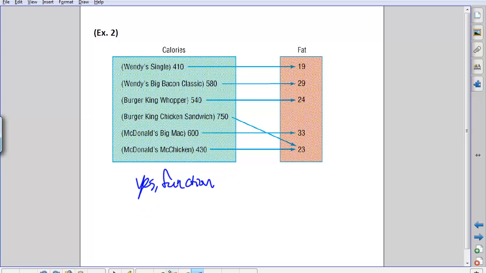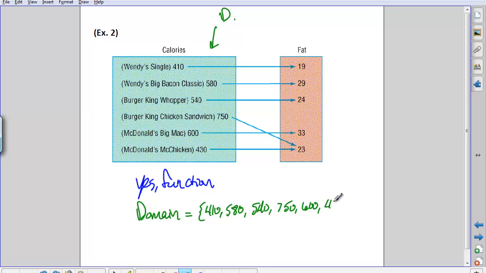To state the domain, remember that's the input values. So I'm just going to list these different calorie values: 410, 580, 540, 750, 600, and 430.